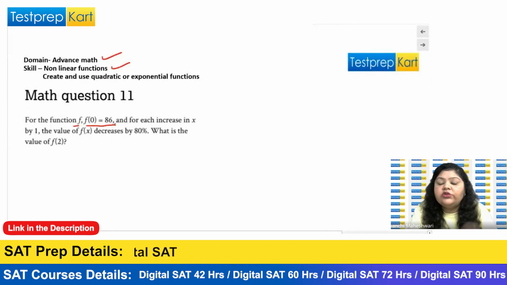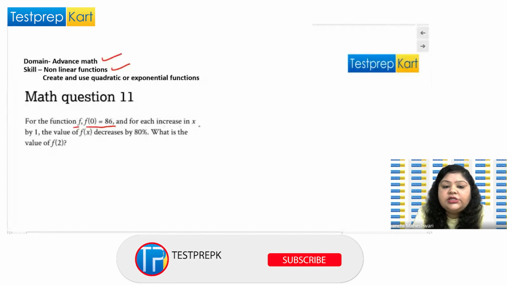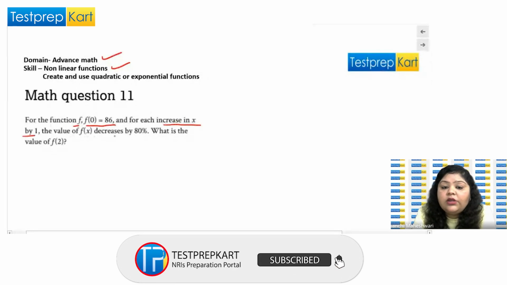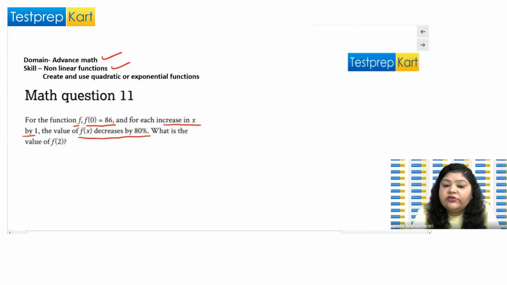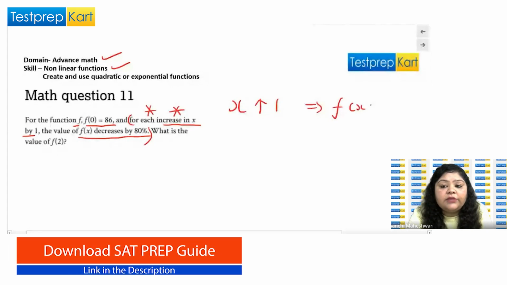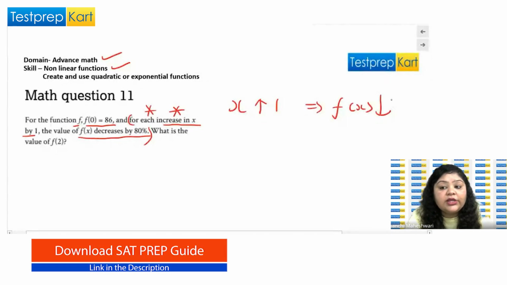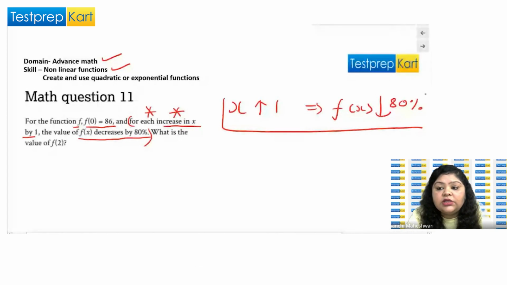Question number 11 says, for the function, f of 0 is equal to 86. So this is the value of the function at x equals 0. Further, the question says, for each increase in x by 1, the value of f of x will decrease by 80%. This is the major key point here. You have to remember this statement: whenever you increase the value of x by 1, the value of the function of x will decrease by 80%. That's the meaning of this given statement.